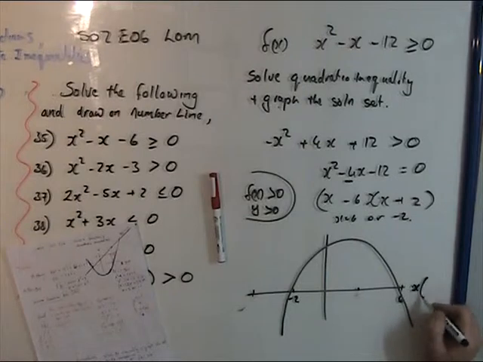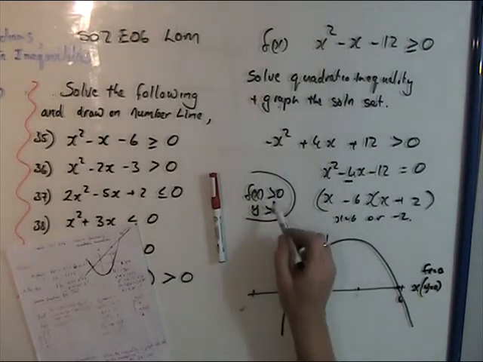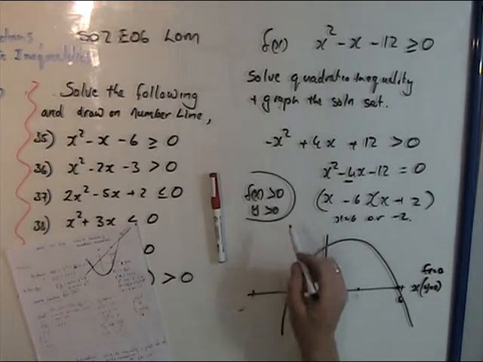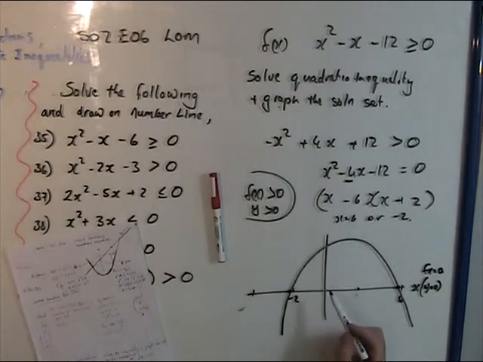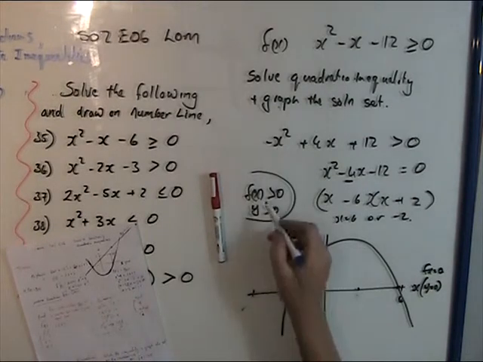Okay, now remember along here, this is the line where y is equal to 0, or f of x is equal to 0. So they're your solutions. What are the solutions when f of x is greater than 0? Where is y greater than 0? That's the question. We're getting back to this. Where is y greater than 0?